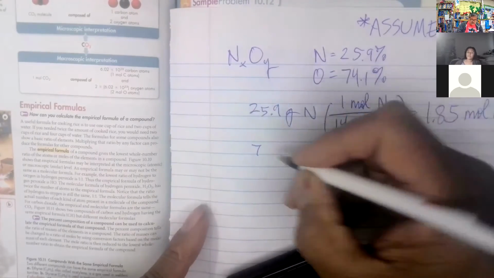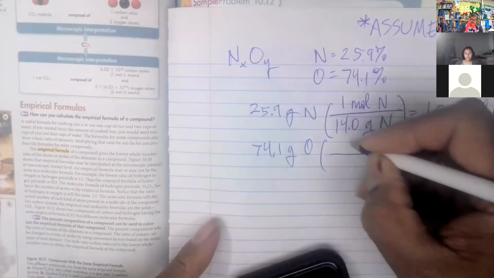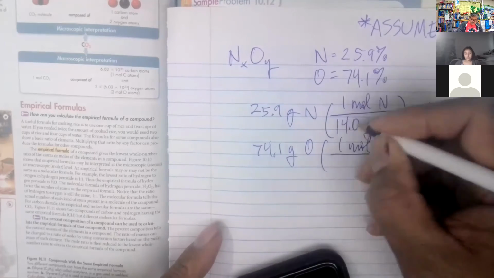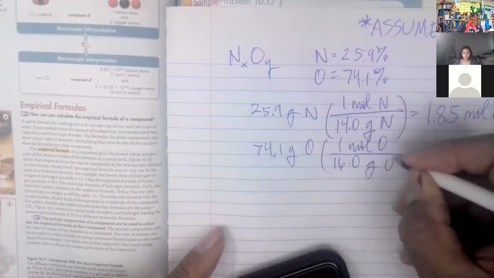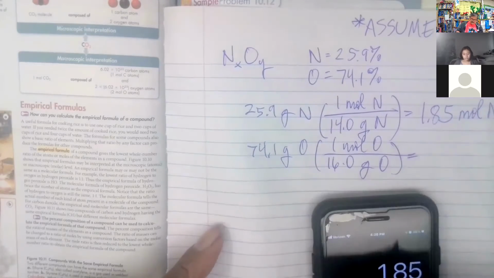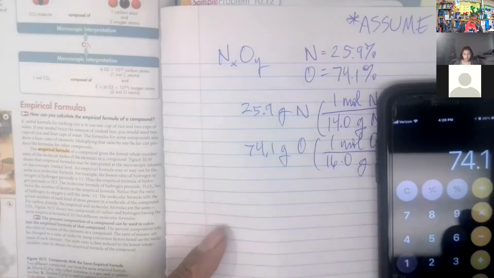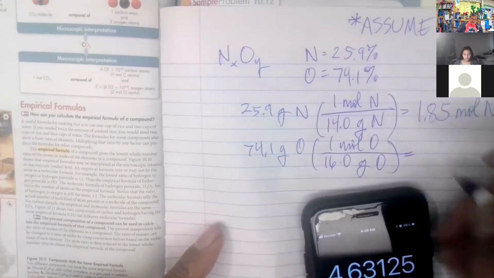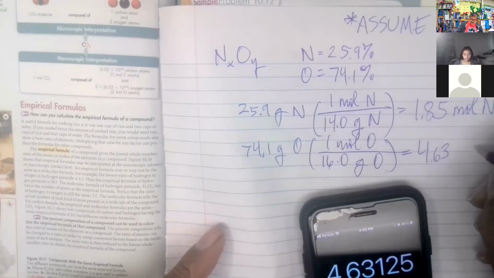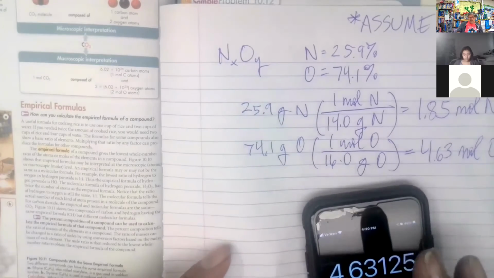Similarly for oxygen, just do it the same way. 74.1 grams of oxygen times 1 mole of oxygen weighs 16.0 grams. And if I calculate that out, then what I get is 74.1 divided by 16 equals 4.63 moles of oxygen.